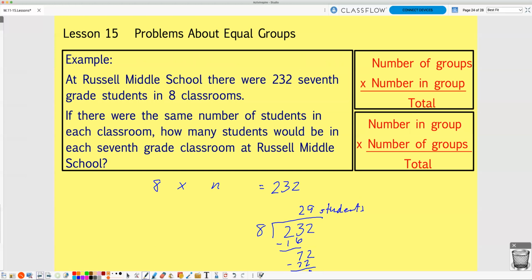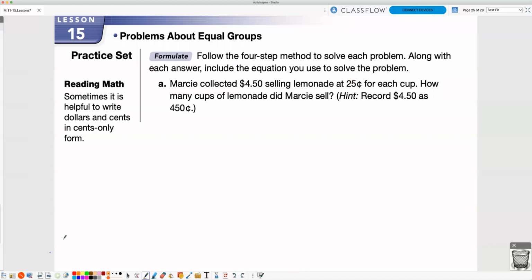Okay, let's try this a few times. So follow the four-step method to solve each problem along with each answer. Include the equation you would use to solve the problem. And here it says, sometimes it is helpful to write dollars and cents in cents only form. So you can see $4.50 would be the same as 450 cents. Why would we do that? Because we have another number here that's in the cents form, 25 cents.